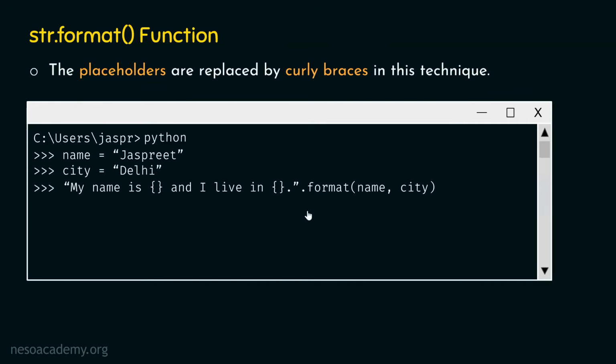In place of %s, we now have these curly braces. So now these curly braces will be replaced by the contents of name and city. This pair of curly braces will be replaced by the content of name, the content pointed by name in other words, and this pair of curly braces will be replaced by the content pointed by the city variable. Now if we hit enter, we will get the string "my name is Jaspreet and I live in Delhi".